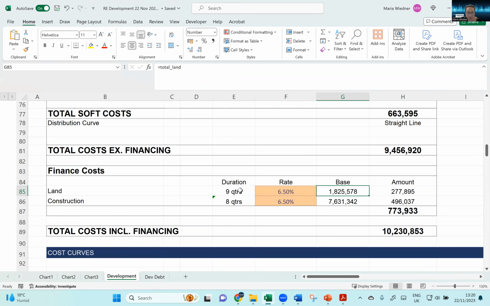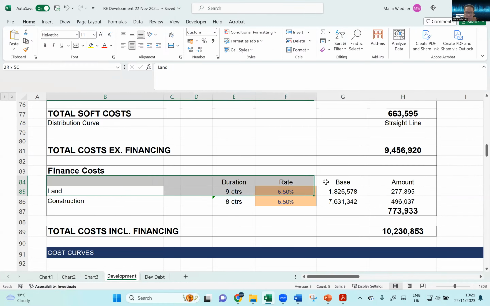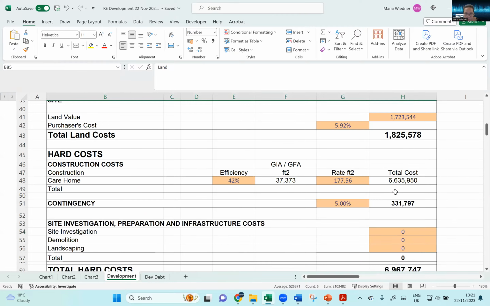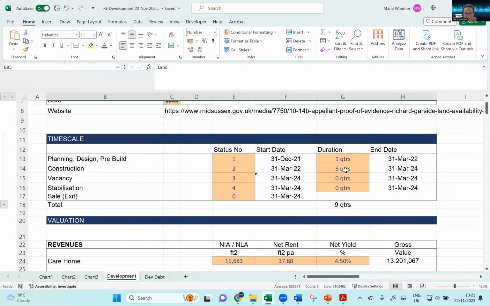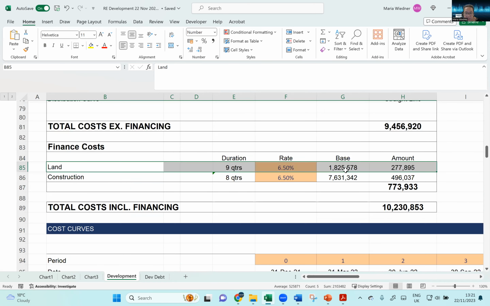So the way they calculate here is on 100% of the land, and they have the construction, okay? And then the way they do it in Argus is that you have 6.5% on the basis of the total land value, I guess. I couldn't match 100% of what the costs are, but the idea is that you're going to borrow for the land over the whole development period, okay, over the whole development period.